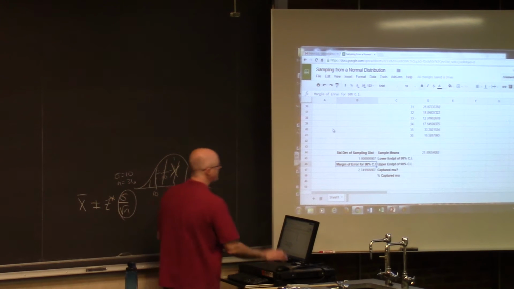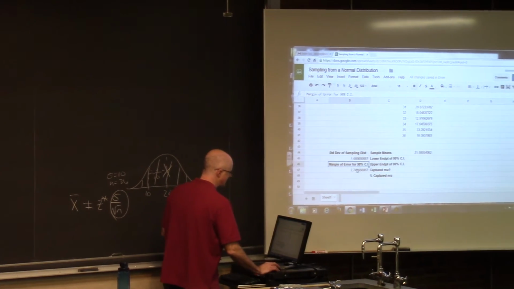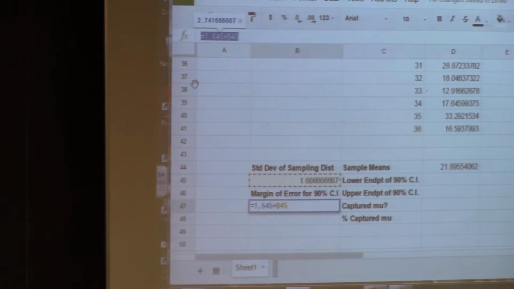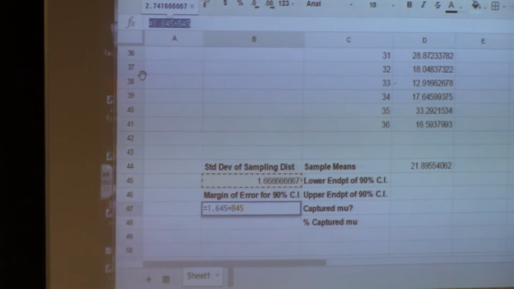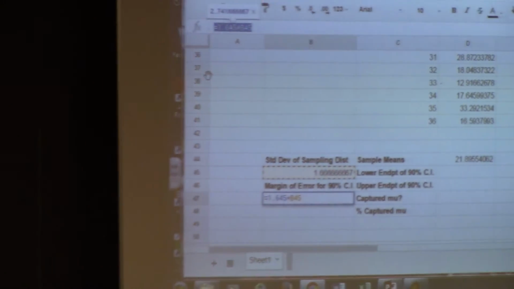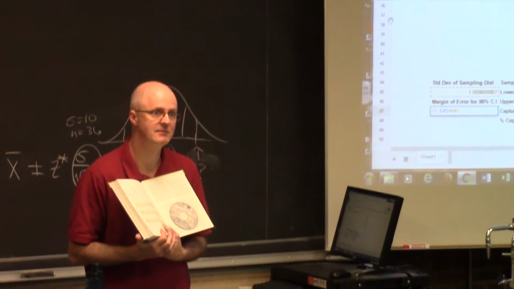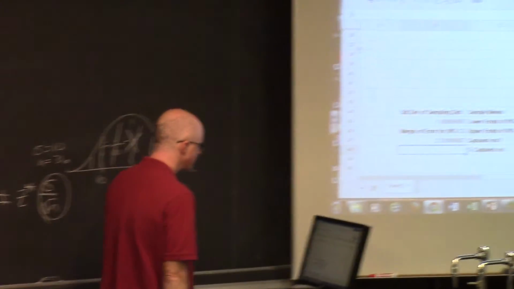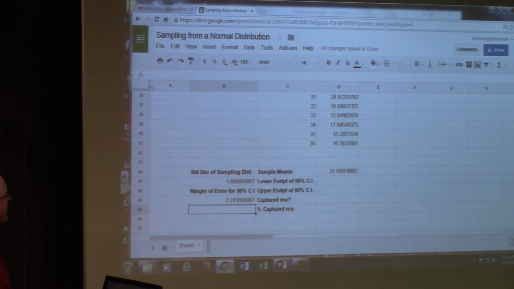I'm after a 90% confidence interval, so I then take that number right there and multiply it by, based on table D, 1.645. If you look back in table D, the very bottom of the table, and you want 90% confidence, at the bottom of the table, the z star is 1.645. You get a margin of error of 2.7417 approximately.